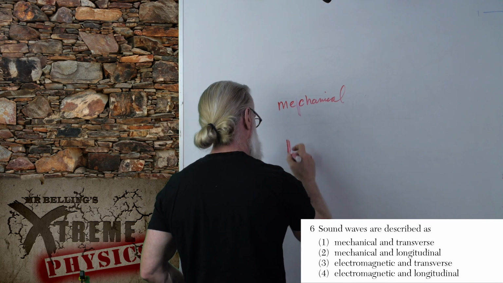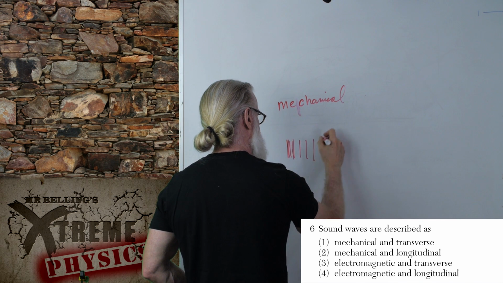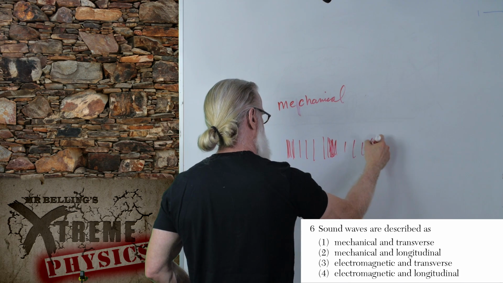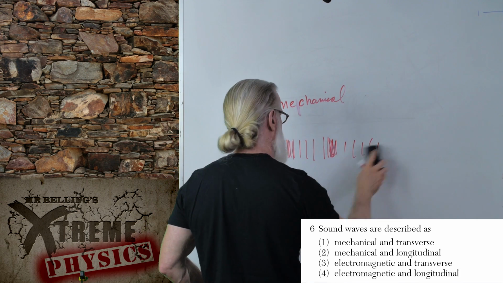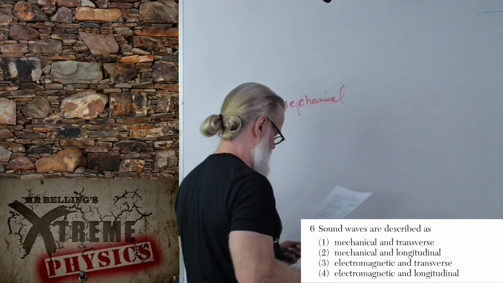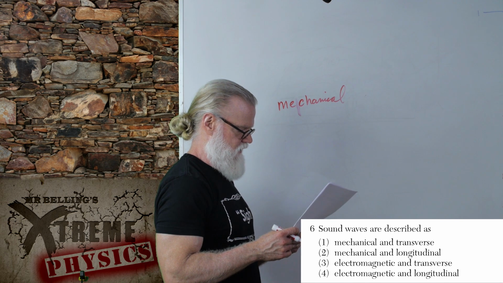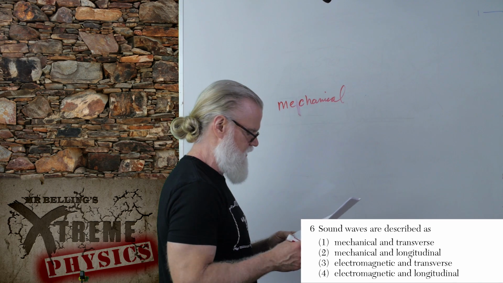So we may have a bunch of things bunched up and then spread out and then bunched up and then spread out and so forth. Really difficult to draw, actually. So the answer is, what do we got? Longitudinal and mechanical. Number 2, it is 2.